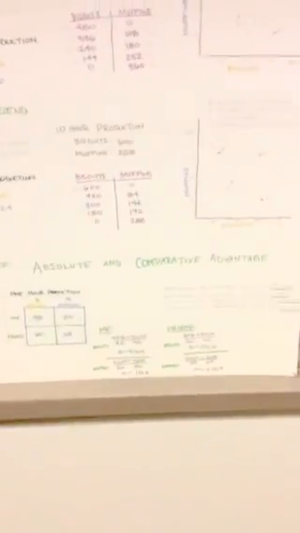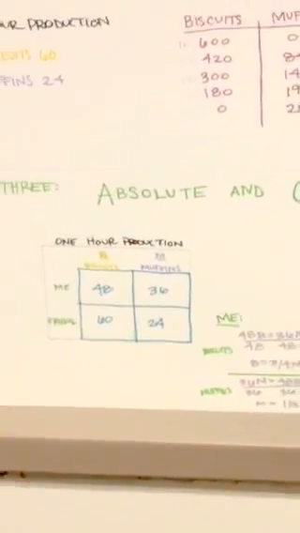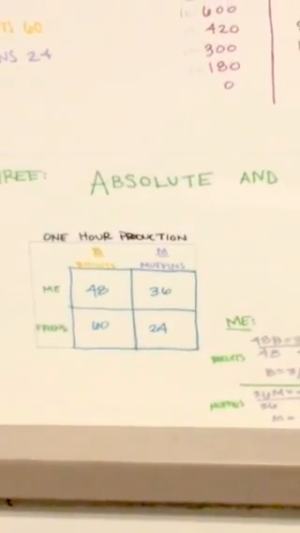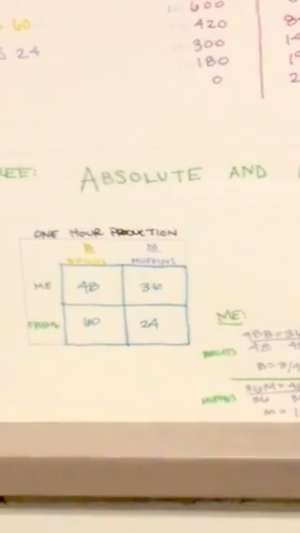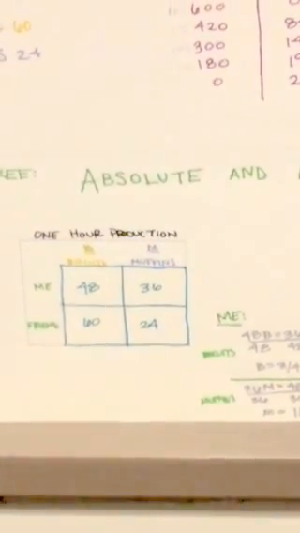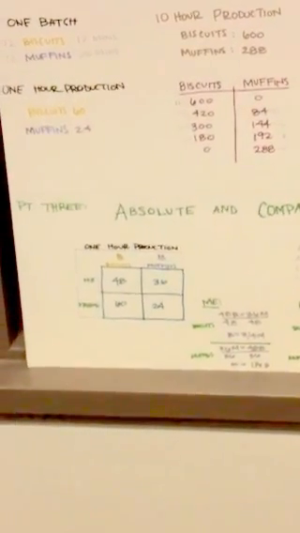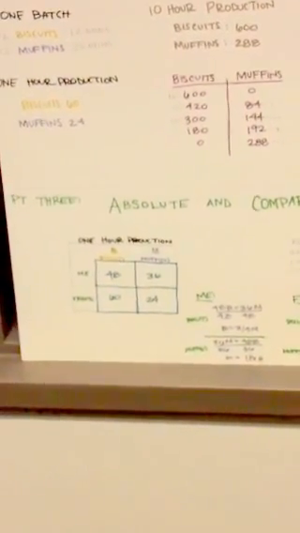Last, we have the absolute and comparative advantage. For this, we will use our 1 hour production. You see that I can make 48 biscuits in 1 hour and 36 muffins in 1 hour. As for my friend, she can make 60 biscuits in 1 hour and 24 muffins in 1 hour. From these numbers, you can see that my friend has the absolute advantage on the biscuits because she can make more than I can within an hour.